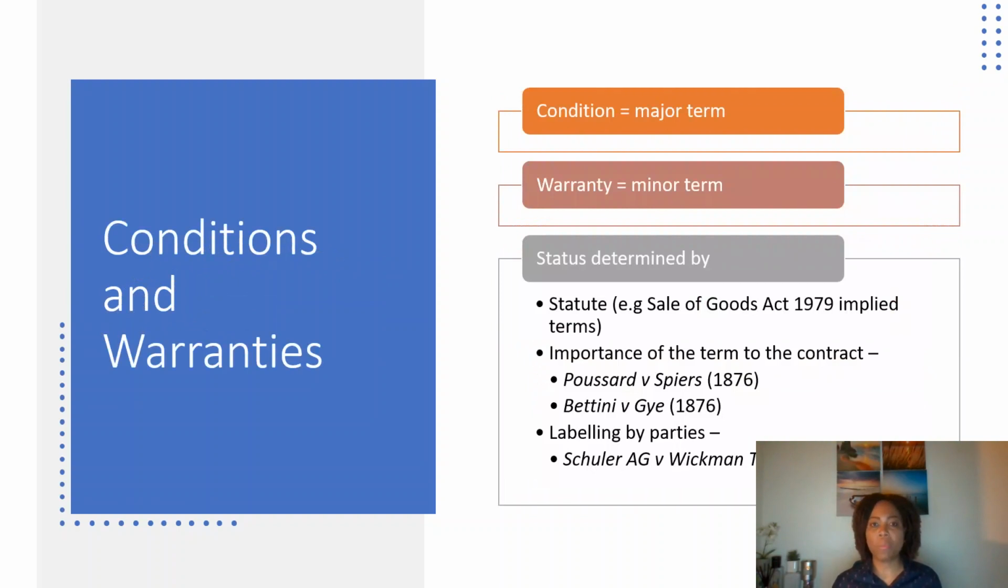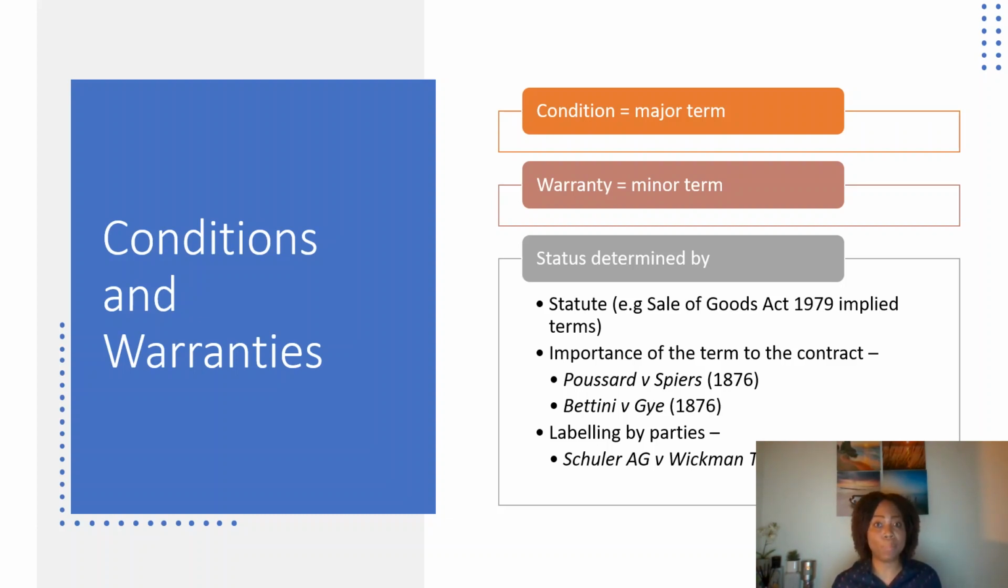Now, in relation to major terms and minor terms, a condition is a major term and a warranty is a minor term. Now, the status of a contract term as either a condition or a warranty is determined in a number of ways. One, it could be determined by statute. For example, those sections of the Sale of Goods Act 1979 in relation to implied terms. It could also be determined by the importance of that term to the contract.